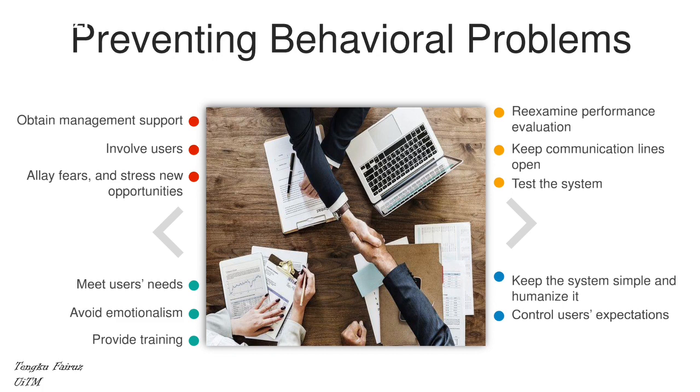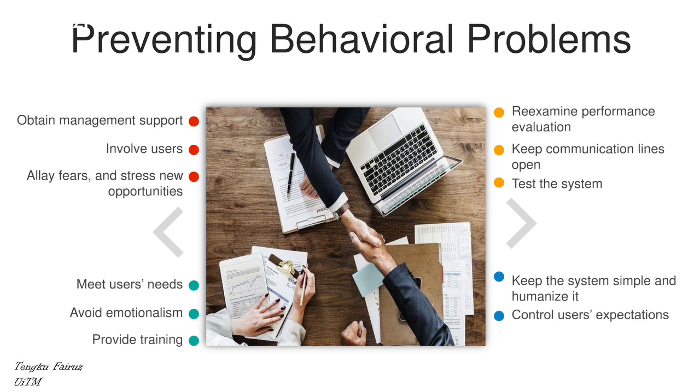Okay, meet the users' needs, avoid emotionalism, provide training. Okay, so the training part we are also going to discuss in chapter 22, whereby training is one of the activities involved in the implementation phases. Okay, and then re-examine the performance evaluation, keep communication lines open, test the system, keep the system simple and humanized, control users' expectations, and so on.